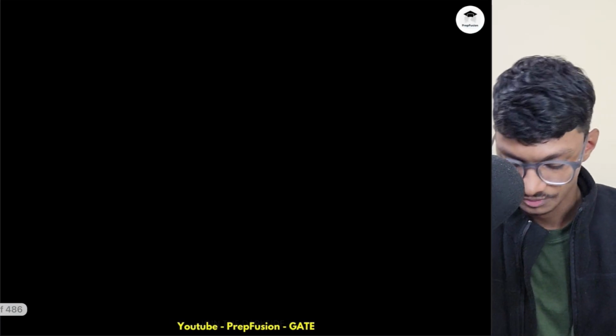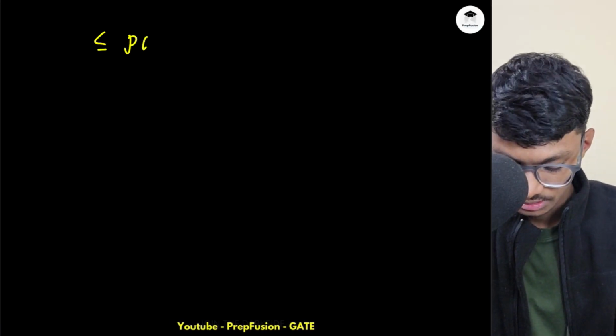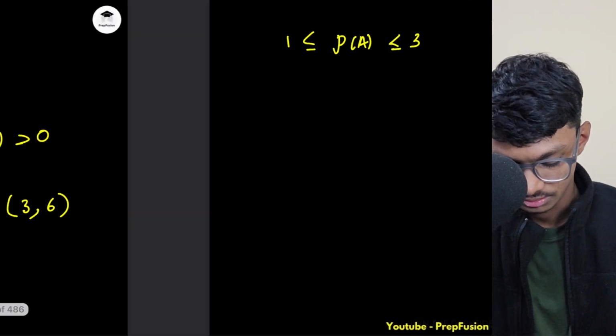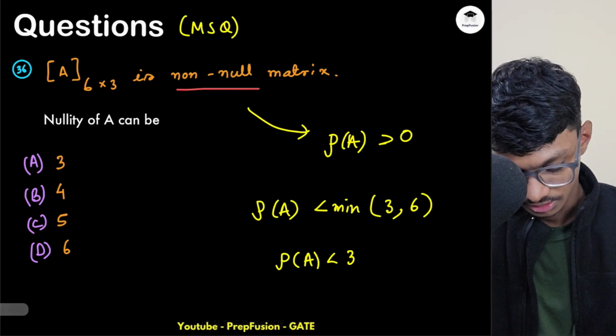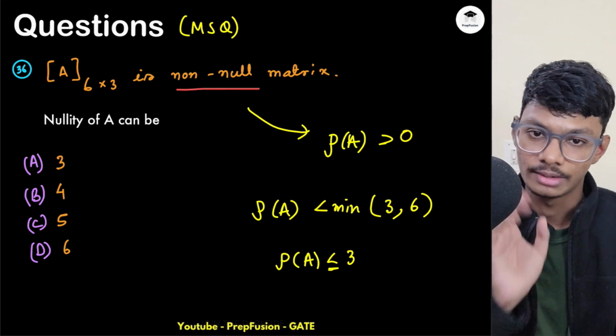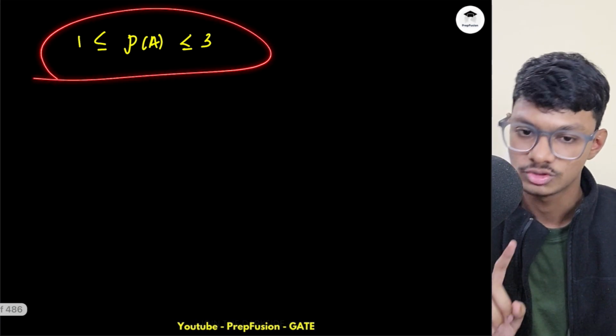So obviously what is the range of my rank? The range of my rank is 3, 1. Okay, it can also be equal to this, right? And obviously it can't be equal to 0, but it can be equal to 1. So this is basically the range of my rank.